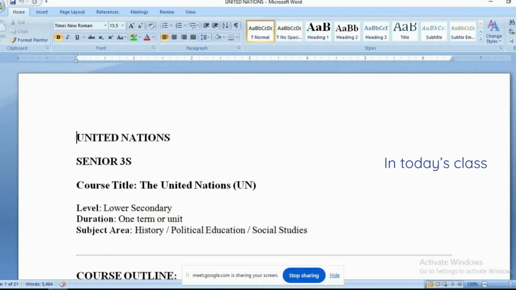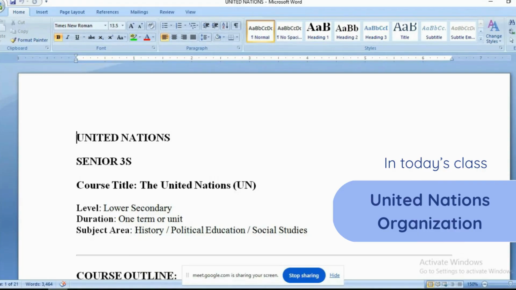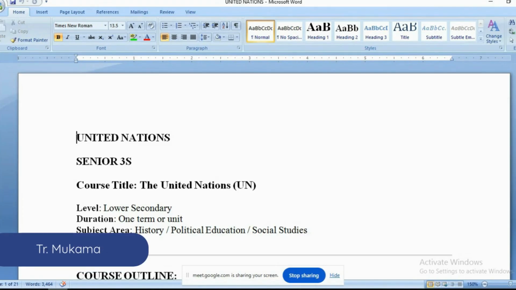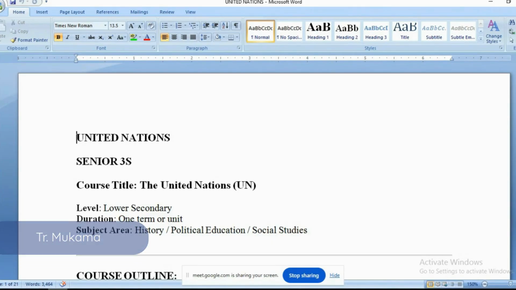We are going to look at the United Nations Organization. What's the United Nations Organization? This is the organization which was formed in 1945 after the fall of the League of Nations.